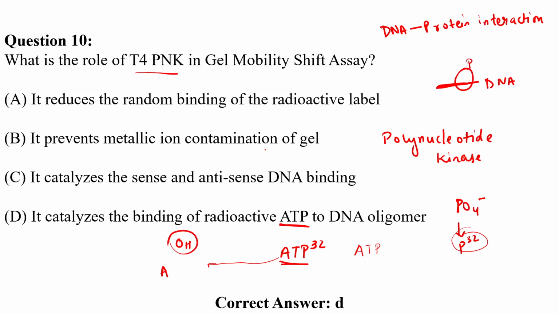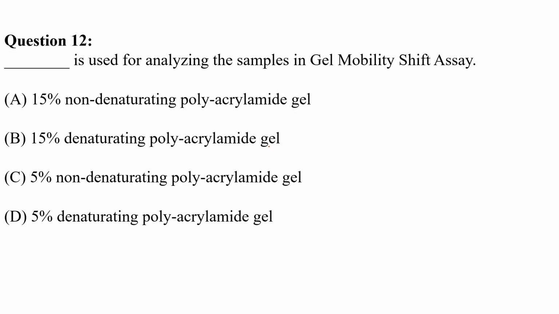This is actually the question. So, what is used for analyzing the samples in gel mobility shift assays? Option A, 15% non-denaturing polyacrylamide gel. Option B, 15% denaturing polyacrylamide gel. Option C, 5% non-denaturing polyacrylamide gel. And option D, 5% denaturing polyacrylamide gel. So, which of the following gels can be used for gel mobility shift assay? Anyone who knows the answer?